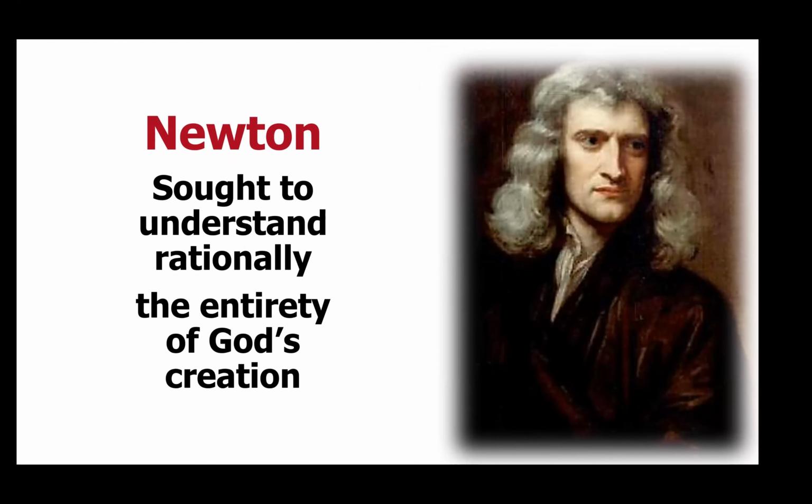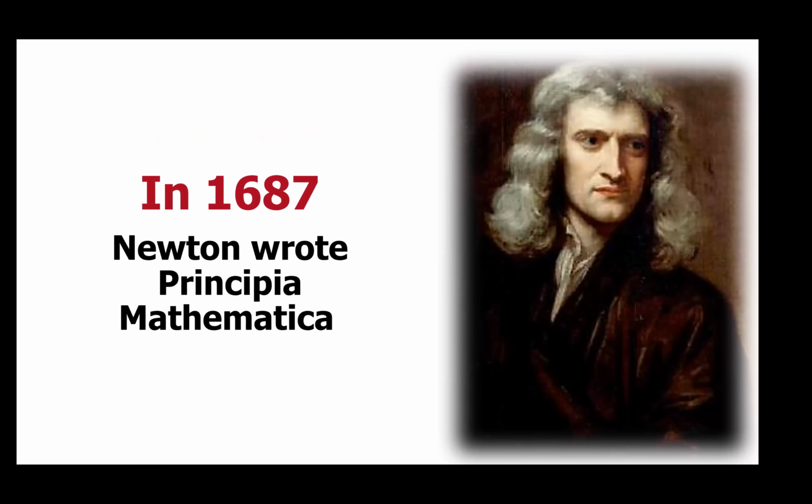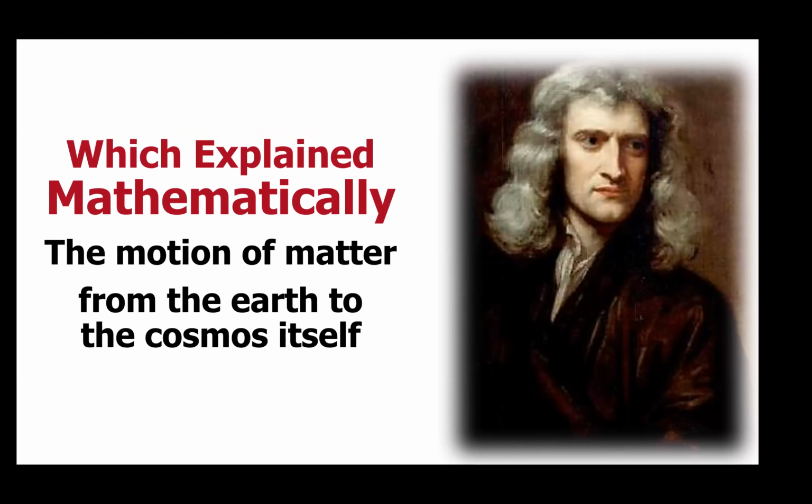Newton sought to understand rationally the entirety of God's creation. Under Aristotle, we had one set of laws for what's happening on Earth. We had another set of laws for what happened beyond the moon. So we didn't have one set of laws. He wanted to understand rationally everything. In 1687, he published Principia Mathematica, which explained mathematically the motion of matter everywhere, from the Earth to the cosmos itself.